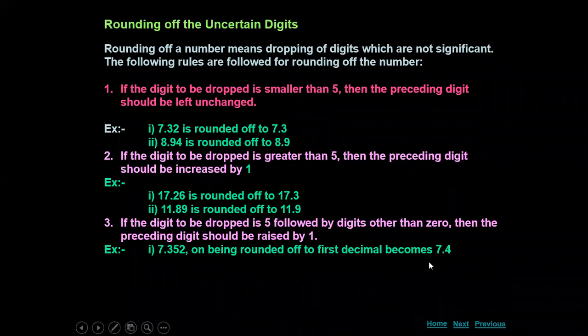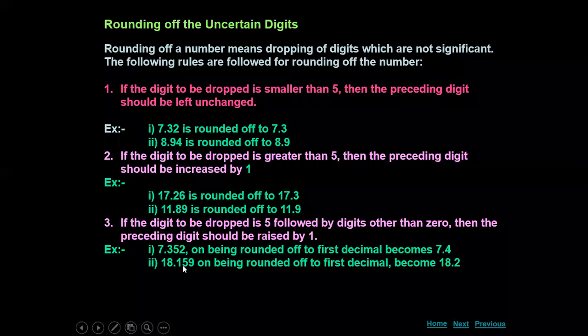Next, one more example. 18.159 is there. So up to this 5 we want to drop; up to 3 digits we want to write. So what happens? After 5 there is a non-zero digit. That's why this number has to be increased by 1. So 18.1 becomes 18.2. Okay. So when 5 is there, we will have further cases also. When 5 is there, after 5 if there is a non-zero digit, we will increase the preceding digit by 1.